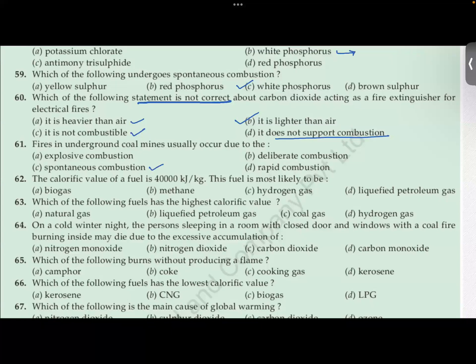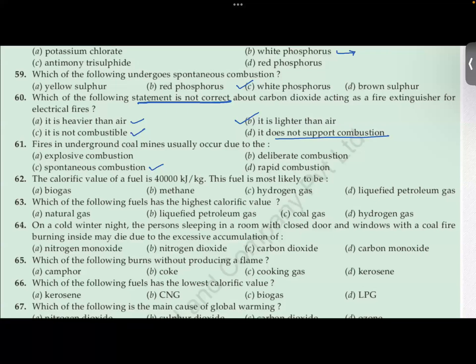All right, guys. If the pressure is too much in there and there is too much heat, there will be spontaneous combustion. Because coals are of different kinds, and different types of coals have different ignition temperatures. So if some type of coal found in underground mines has a lower ignition temperature, and that ignition temperature is achieved, that coal will catch fire.